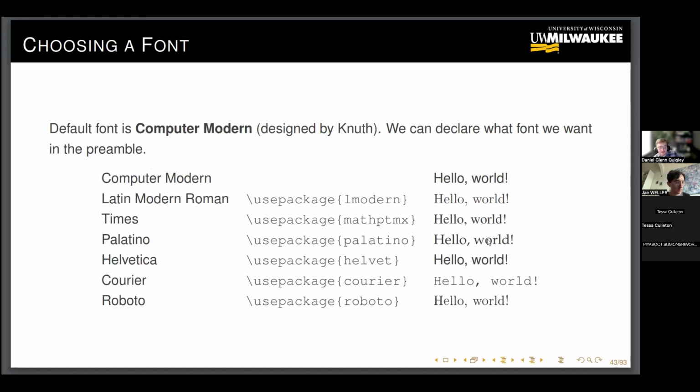A default font is going to be Computer Modern, which I think is a fine font. It's not very pretty, but we can declare what font we want in the preamble. Say I want to use Times New Roman, for example, or if I want to use Palatino or Helvetica, I just declare that in the preamble. It's like, hey, I'm going to use this package, I'm going to use this toolbox, and it's going to tell me what font I'm going to use. And that's it.